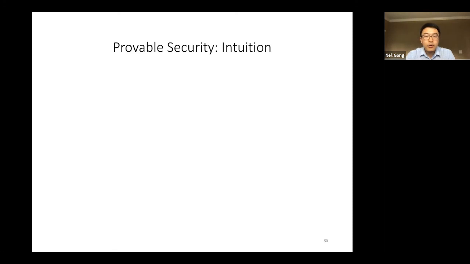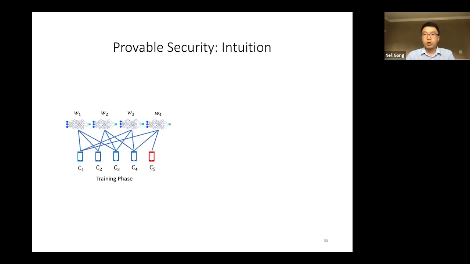Next, I will use an example to illustrate why our ensemble federated learning is secure. Suppose we have 5 clients and C5 is malicious. We train 4 global models, W1, W2, W3, and W4. And each global model is trained using 3 randomly picked clients.